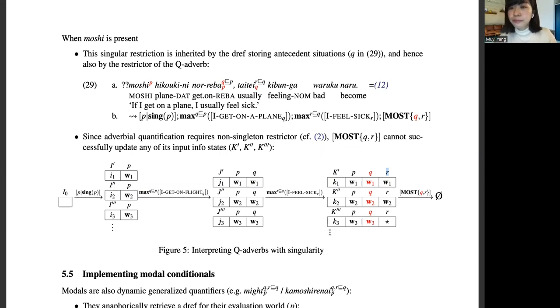So in this case, what is the most relation? That's just the regular one in terms of set theory. So most things stored in Q are also stored in R. Does that make sense? Okay, thank you.